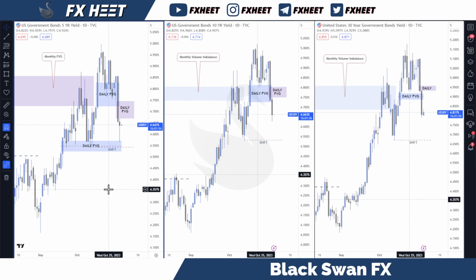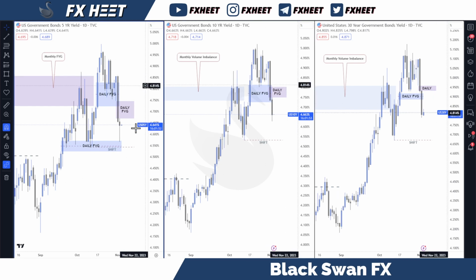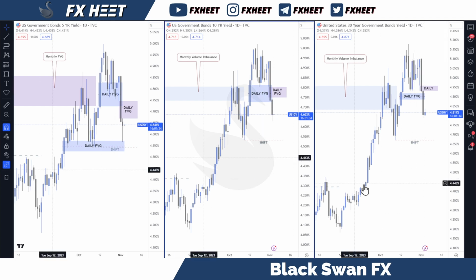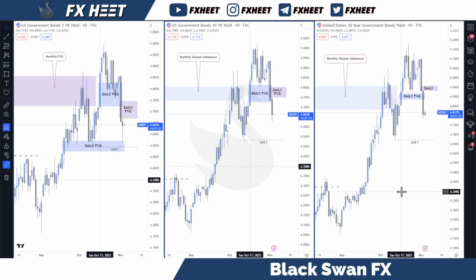Now onto the charts, starting with the yields. As I was thinking, we did get continuation to the downside. So all these bearish candles that we had yesterday, that's our continuation. The 5-year came all the way to the daily fair value gap, and you can see we had a reaction off of it, while the 10-year and 30-year are lagging a little. But you can see they are continuing lower.